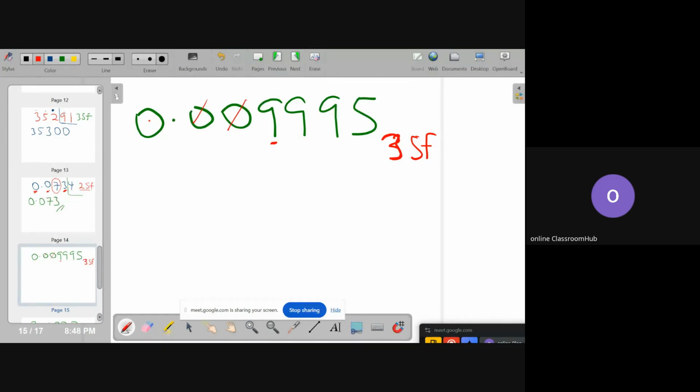Once you get your first SF, any number that follows is your second SF. So this 9 is our first SF. The second 9 is our second SF. The third 9 is our third SF. The 5 is our fourth SF. So since you're looking for 3 SF, our bar stop will be here. This is our third SF.